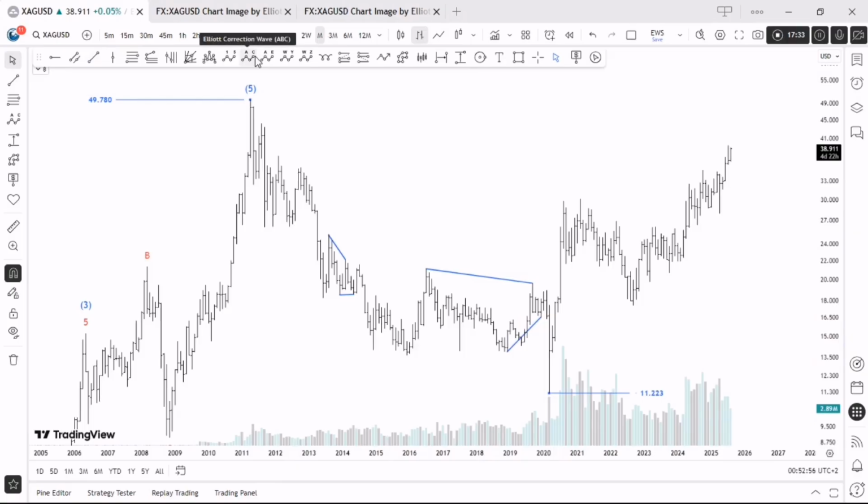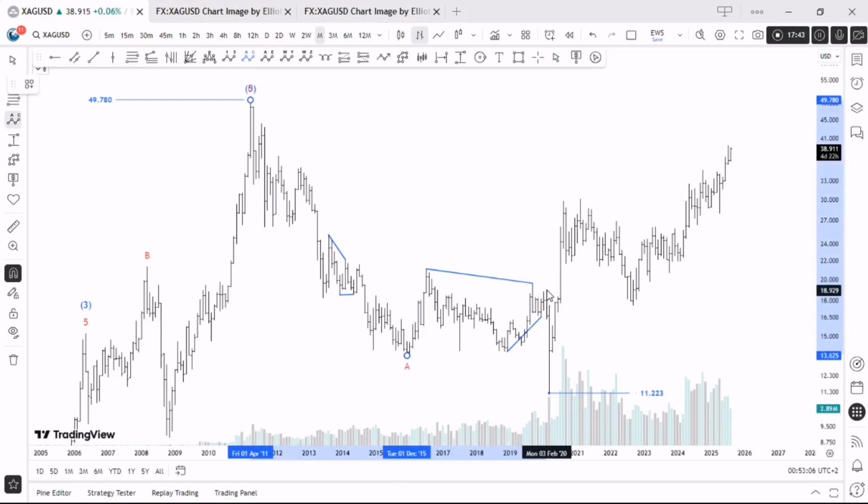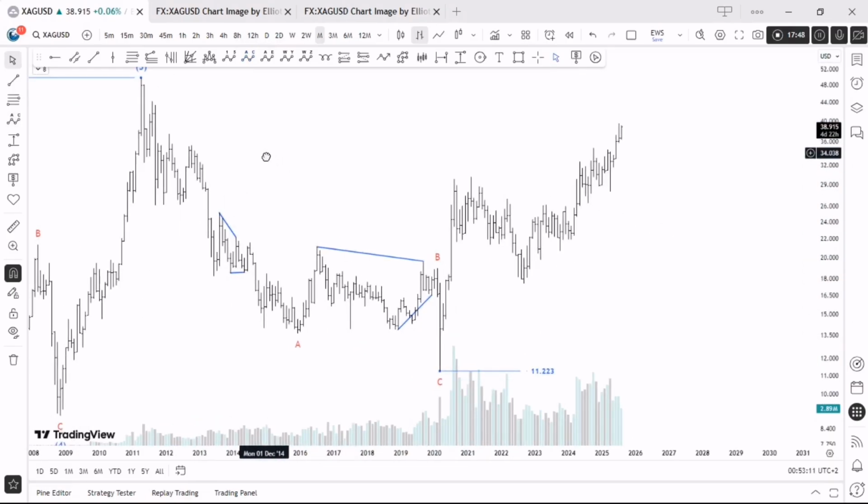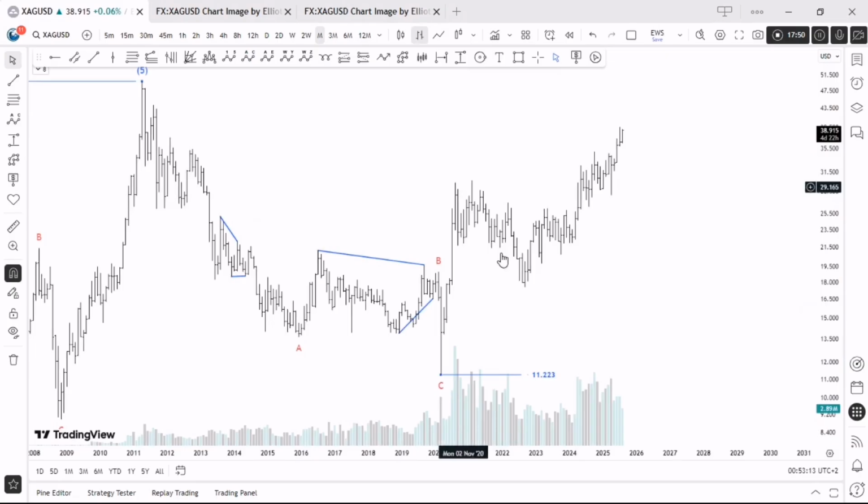So let's go and count it. How many years from the high of 2011 till 2020? So I think the reasonable degree here in this case would be minor as the subdivisions. And then let's go and look at this one closely.